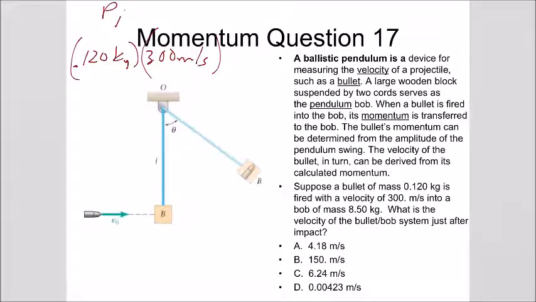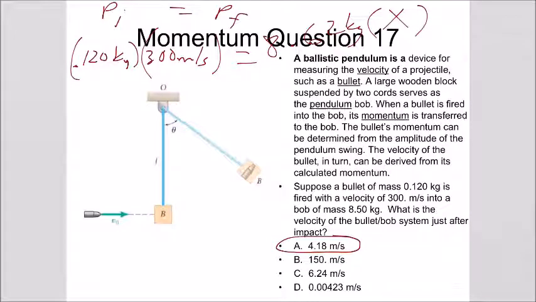initial, and that's equal to the final momentum, which is going to be equal to the combined mass of the bullet and the bob, so that's going to be 8.62 kilograms times some speed, which we don't know. So we'll divide both sides by 8.62 kilograms, and we'll end up with a final velocity of about 4.18 meters per second. So that is the velocity of the bullet bob system right after the collision between the two.